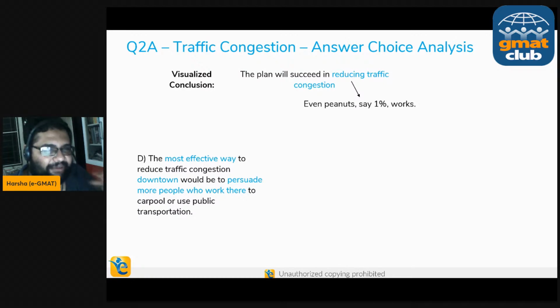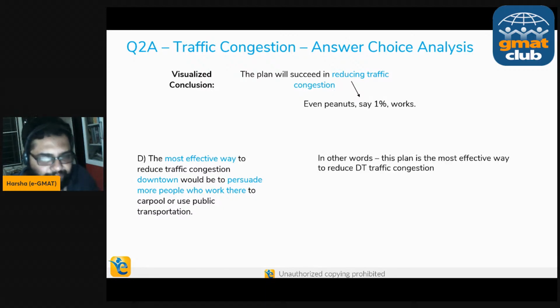The most effective way to reduce traffic congestion downtown would be to persuade more people who are working there to do carpooling or public transport. Looks like a complex sentence, but if you simplify it, end of the day, it comes down to this. Essentially, this particular plan, that is persuading people who work downtown to do carpooling or public transportation, option D says that this plan is the most effective way to reduce traffic congestion.